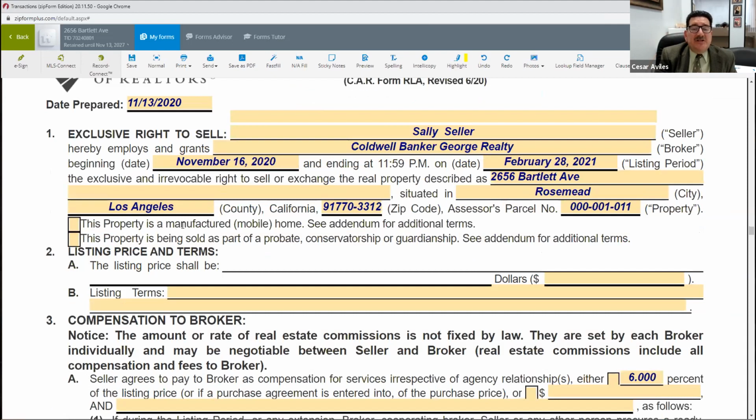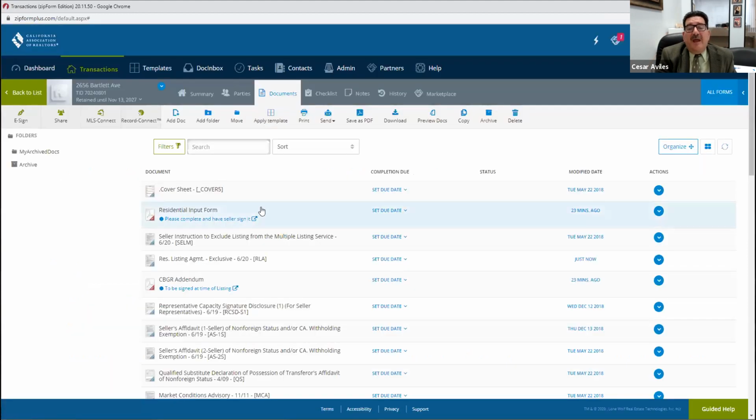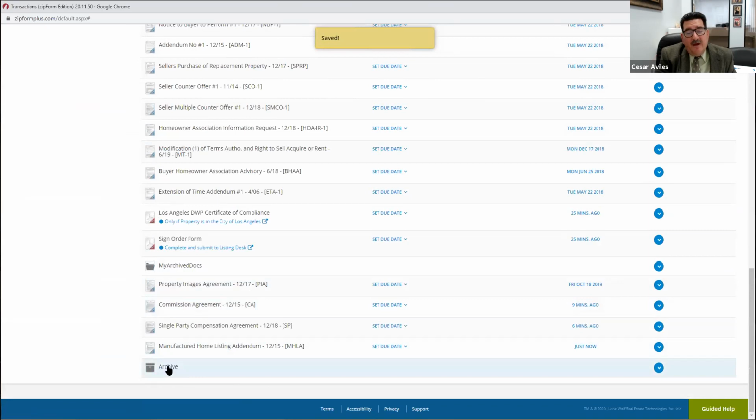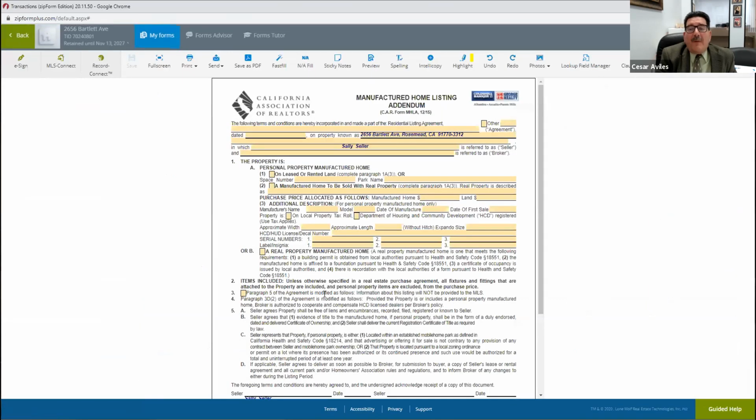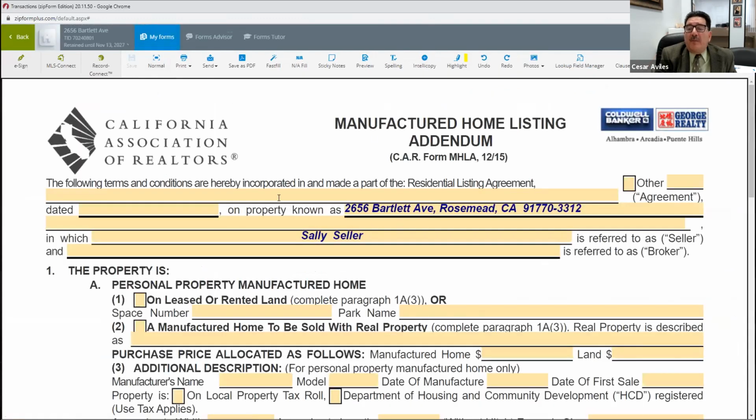And it asks, is this property a mobile home? No. If this house was a mobile home, then you click here, and then it gets you a new form, and you need to fill in this form. Just for you to see it, when you go back to your list of properties, to your menu, at the bottom of it, they already added the manufactured home addendum. So if you're selling a manufactured home, you would need to attach this addendum to your listing.